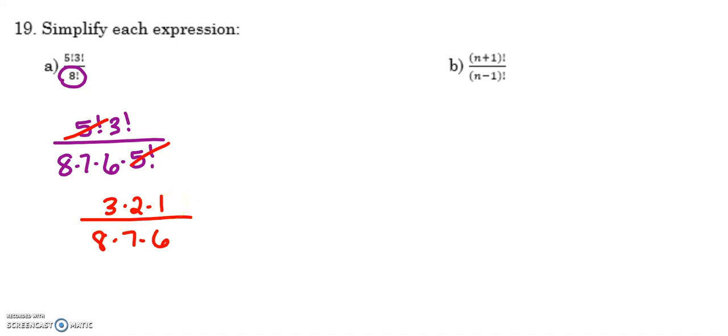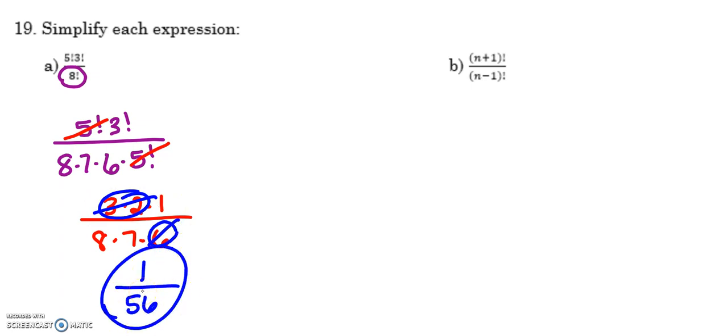If you want to make your life easier without needing your calculator, you could notice that 3 times 2 is 6, and that'll cancel there. So we get 1 over 56, but you also could use your calculator and get to the same fraction.